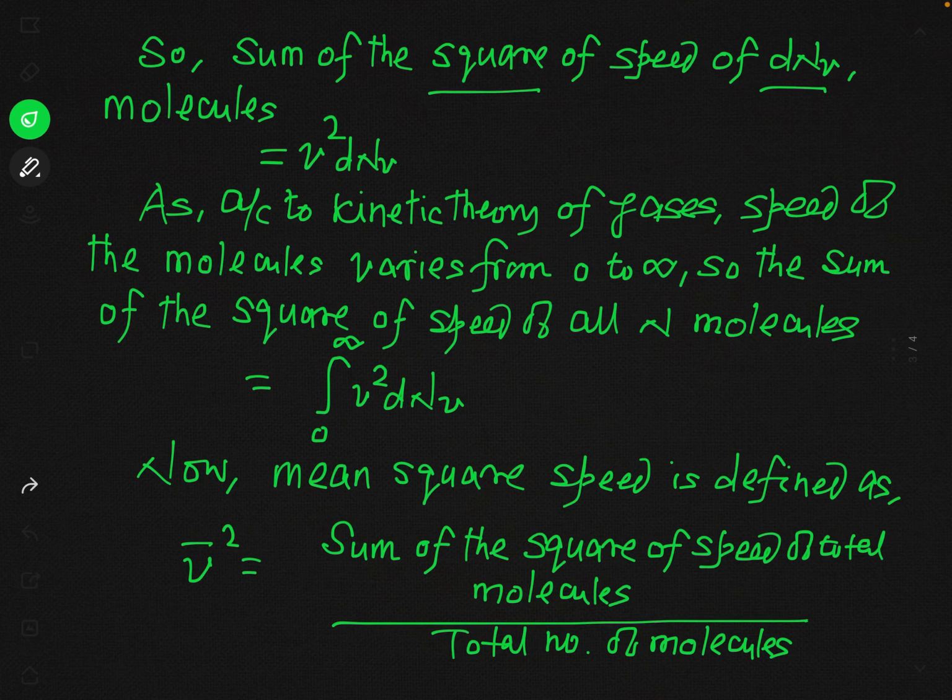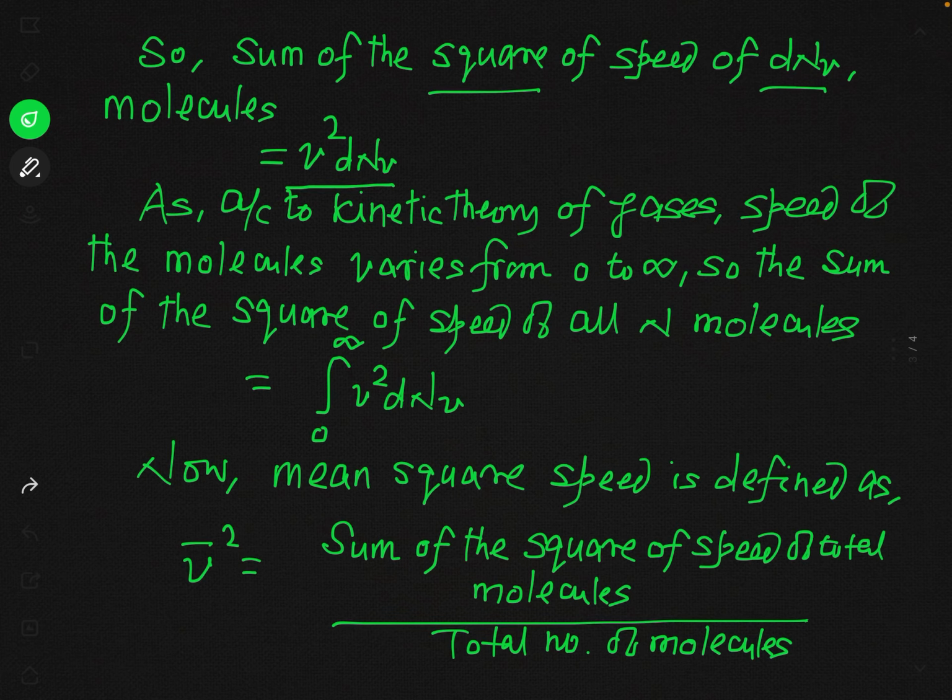For example, as I have told you, consider there are 10 students and in the pocket of each student there are 100 rupees. What is the total rupees? That will simply be 10 into 100. And if you want to find the sum of the square of the money in the pockets of the students, then you multiply the number of students by the square of the money in one pocket. So that will be simply 10 into 100 square. Similarly, if we want to find the sum of the square of the speed of dnv molecules, and each molecule has a speed v, then we simply square v and multiply it by dnv. So this v square into dnv gives the sum of the square of the speed of dnv molecules.